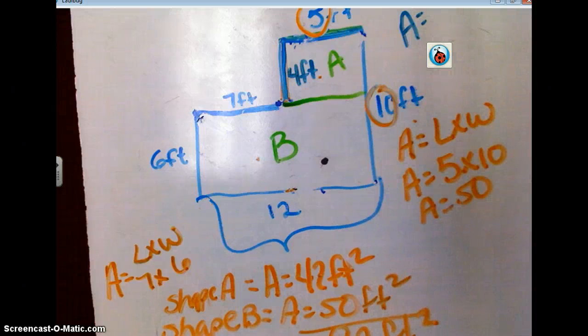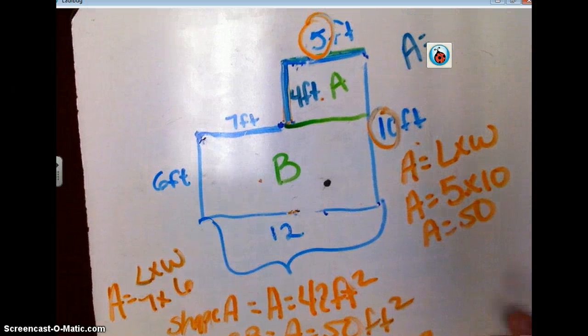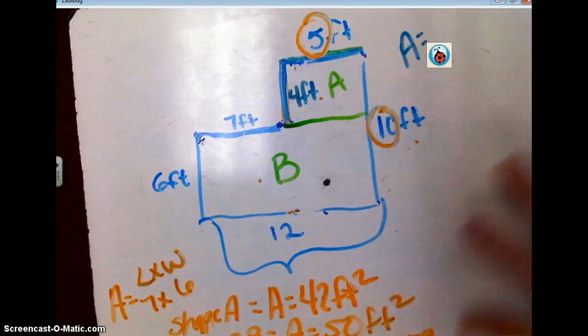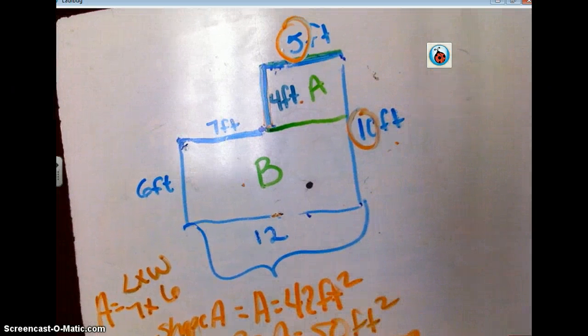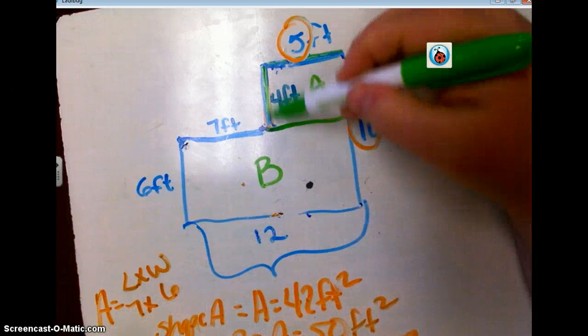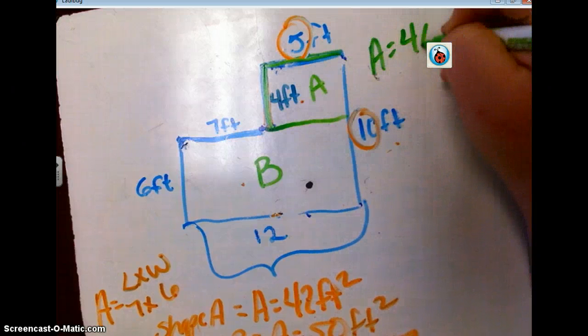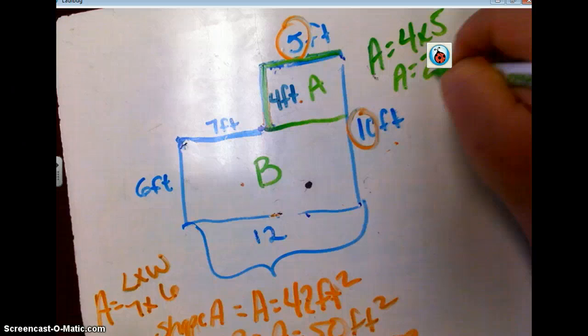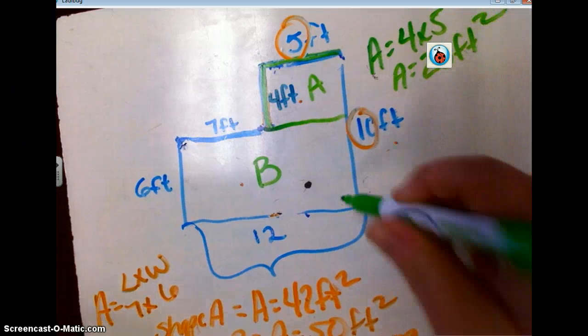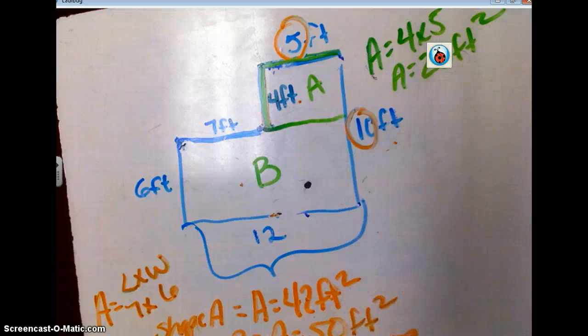On your board, show me what numbers would I use to find the area of shape A? Okay, I'm seeing a lot of you that say I have to use this length here and this width here. That is correct. Area equals 4 times 5. So area equals 20 feet squared.